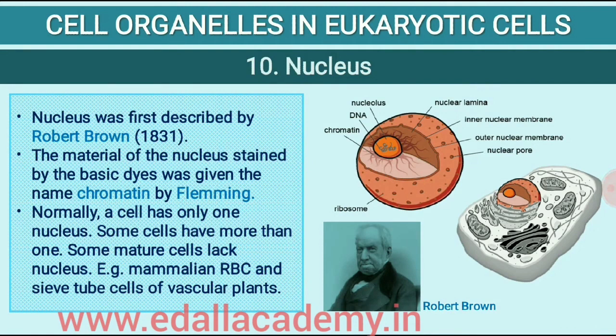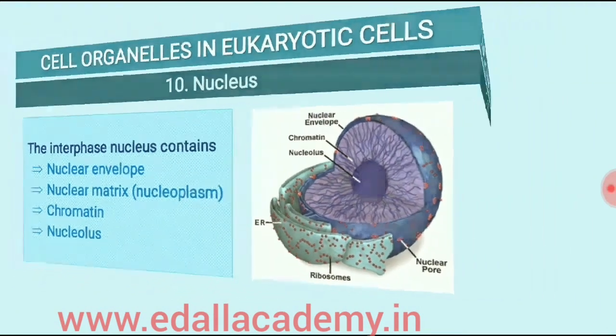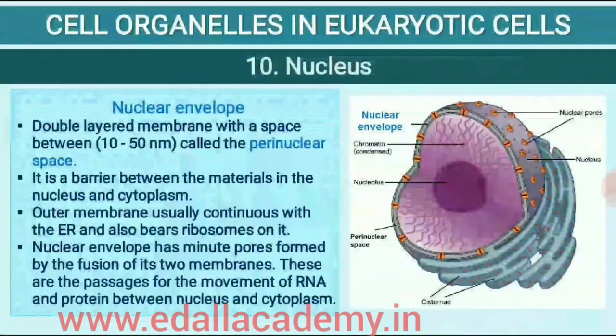8.5.10 Nucleus. Nucleus as a cell organelle was first described by Robert Brown as early as 1831. Later the material of the nucleus stained by the basic dyes was given the name chromatin by Fleming. The interphase nucleus of a cell, when it is not dividing, has highly extended and elaborate nucleoprotein fibers called chromatin, nuclear matrix and one or more spherical bodies called nucleoli, singular nucleolus.